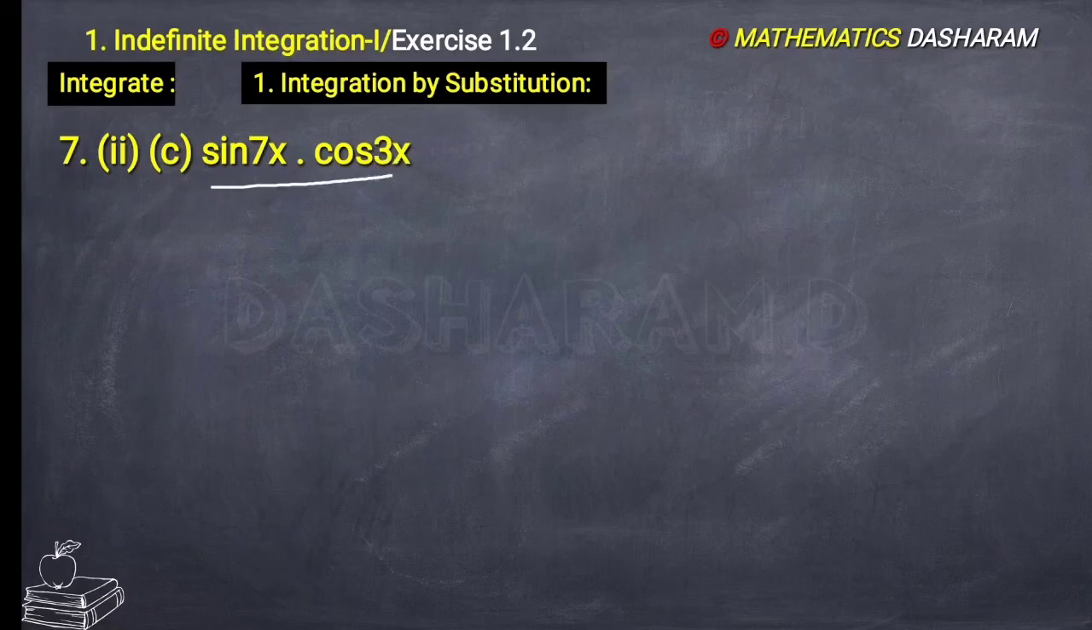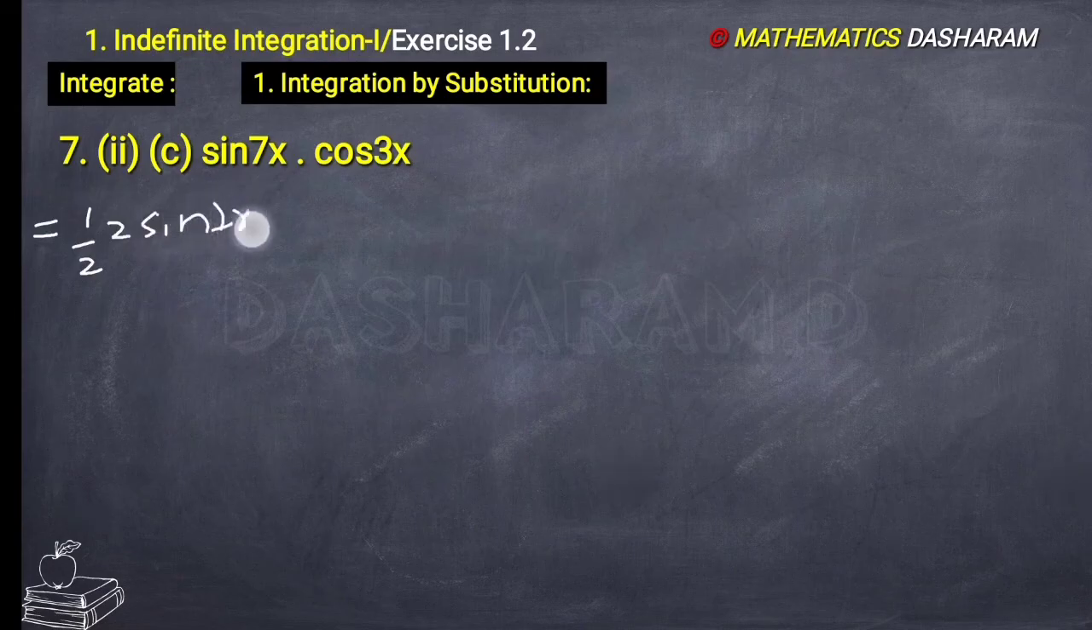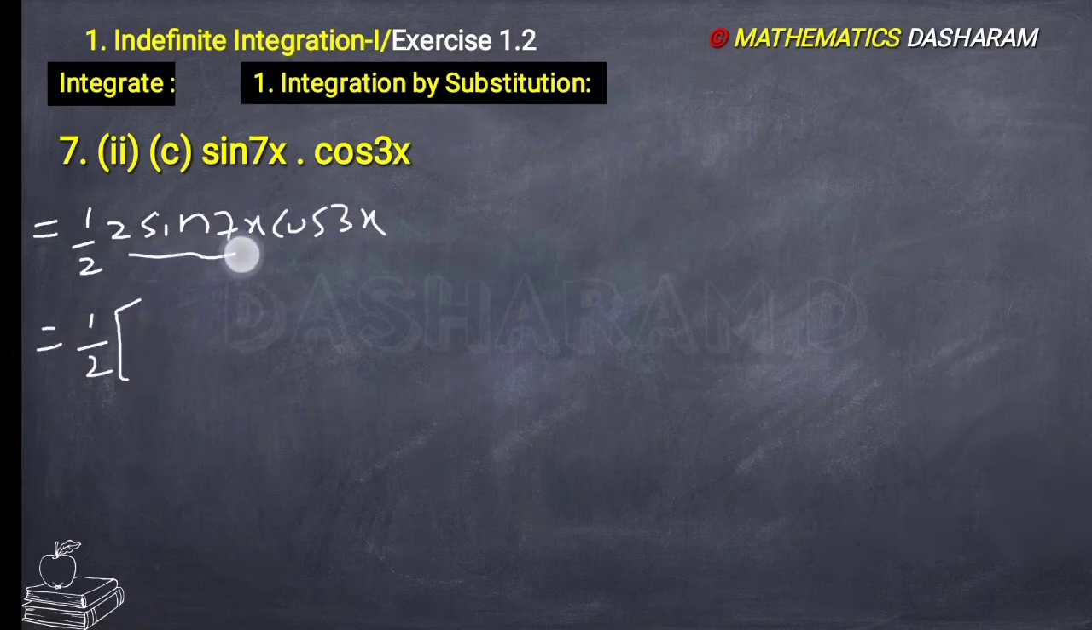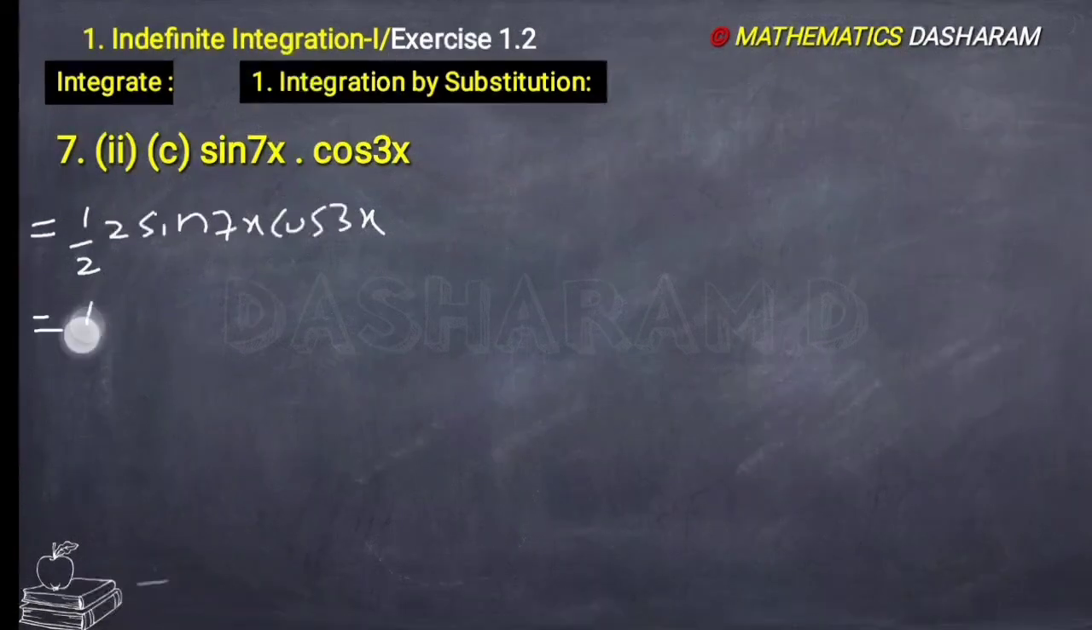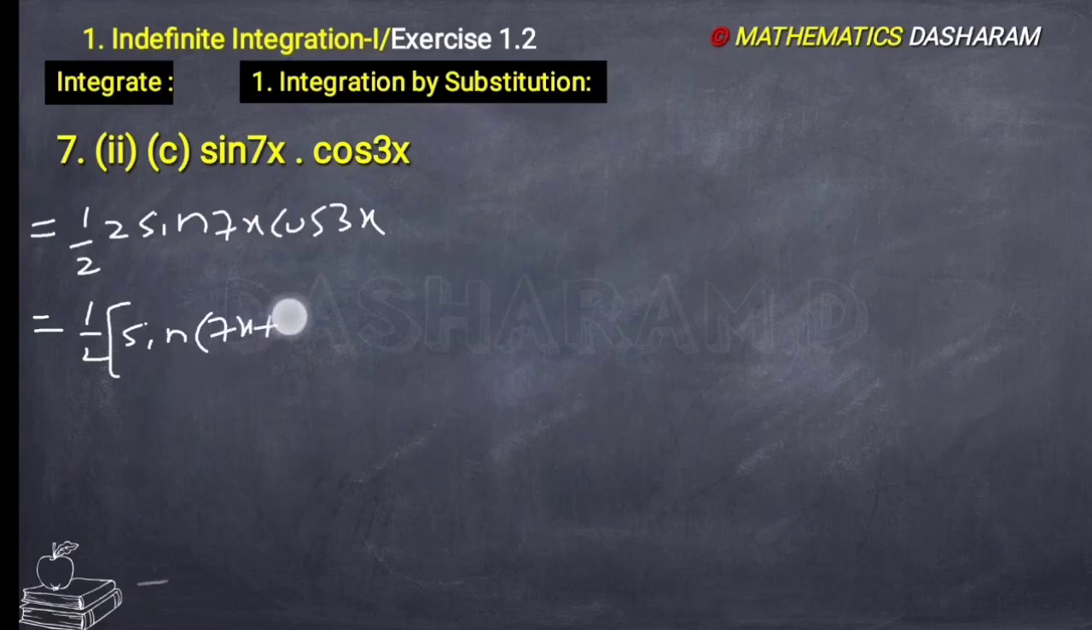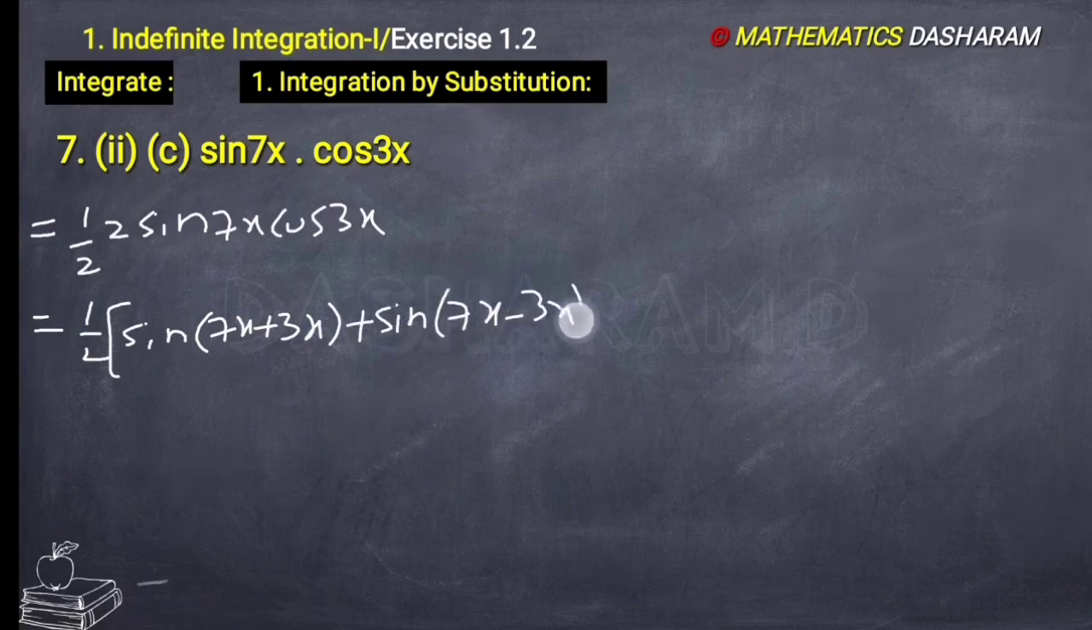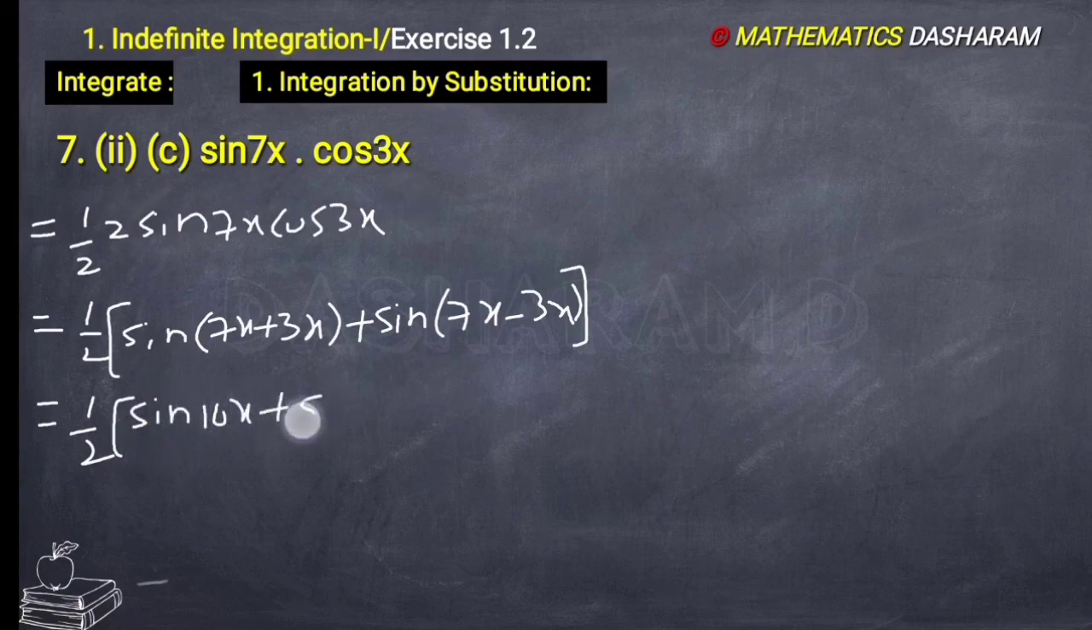C question, sin 7x into cos 3x. So multiply and divide by 2. Sin 7x into cos 3x is 1/2 into 2 sin A cos B. The formula is 1/2 [sin(A+B) = 7x+3x plus sin(A−B) = 7x−3x]. So 1/2 [sin(7x+3x) = sin 10x plus sin 4x, since 7−3 is 4x].